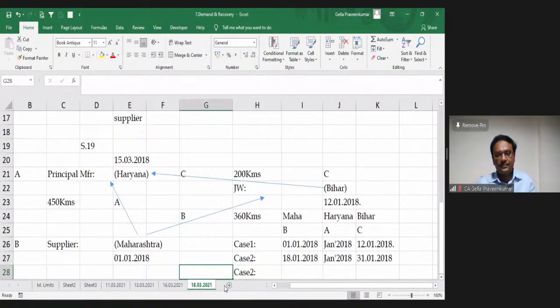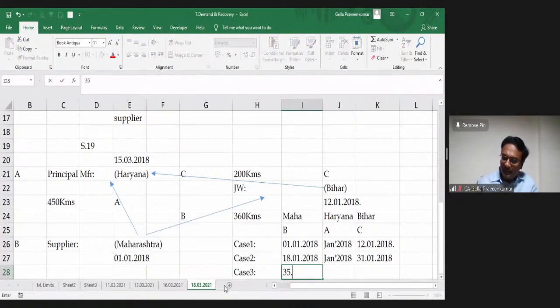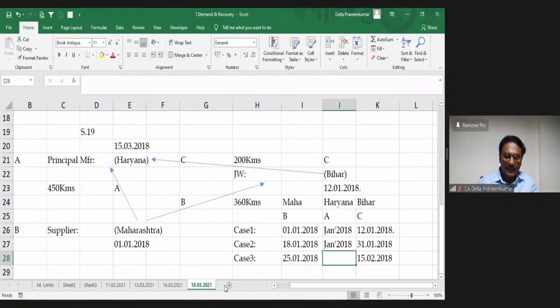Case 3. B has billed on 25th January 2018. C has received those goods on 15th Feb 2018. Now, in this case, my A can take the input tax credit during February 2018.